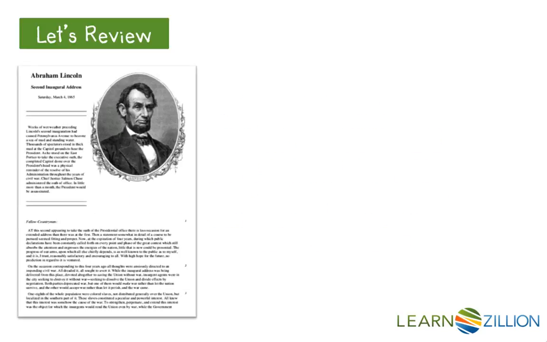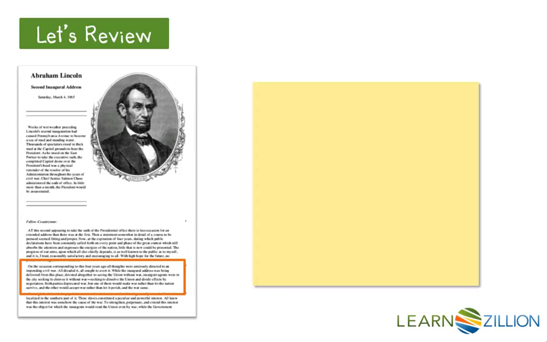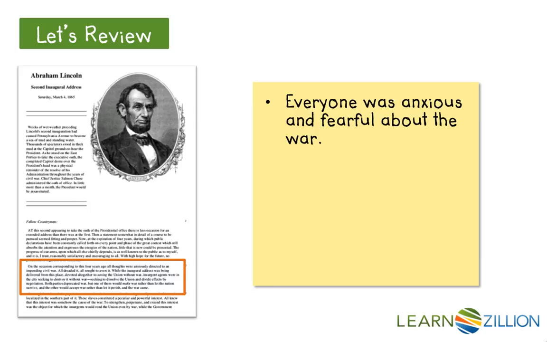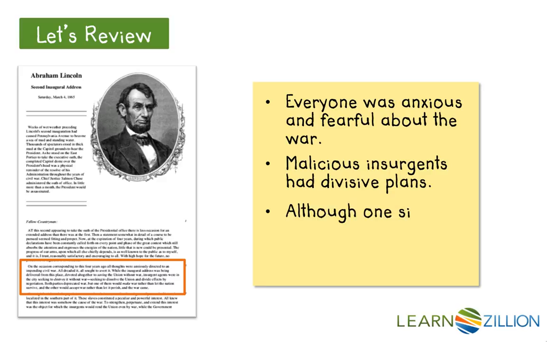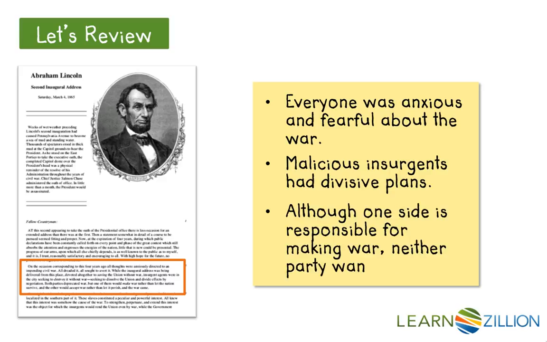In the previous lesson, we looked at paragraph 2 of Lincoln's second inaugural address and took notes about what Lincoln said was happening during his first inaugural address. 4 years ago, the country was anxious that the Civil War would come. He accuses insurgent agents for their divisiveness and the South for making war, even though neither party wanted war. In the next paragraph, Lincoln explains that the Civil War's root cause was slavery.